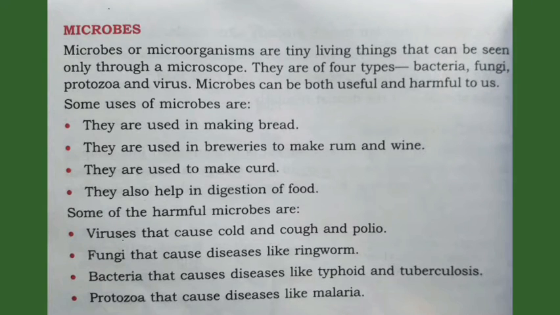Microbes. Microbes or microorganisms are tiny living things that can be seen only through a microscope. There are four types: bacteria, fungi, protozoa and virus. Microbes can be both useful and harmful to us. Some uses of microbes are: they are used in making bread, they are used in breweries to make rum and wine, they are used to make curd.